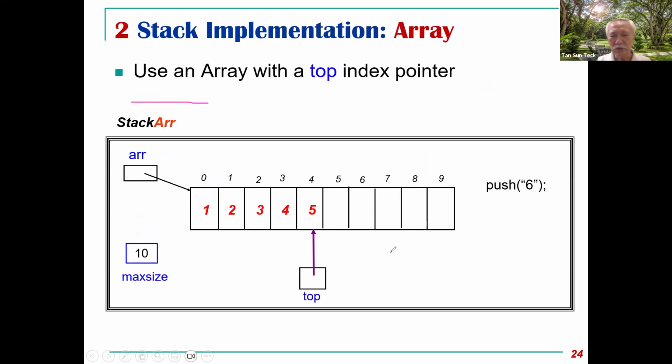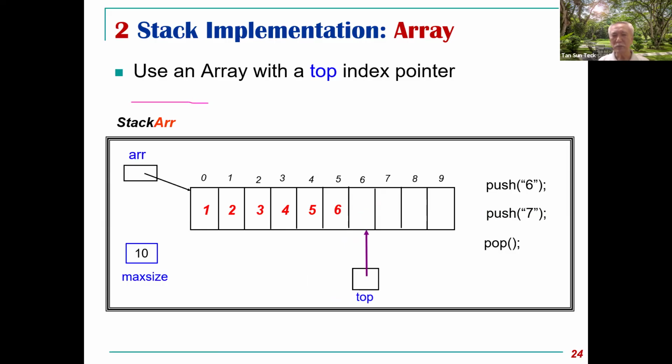Okay, how do we push? First of all, you have to move your index to the next index, and then you put the value inside there. Then you update the size. After that, you want to push 7. Similarly, you move your pointer to the next element, and then put the 7 inside there.